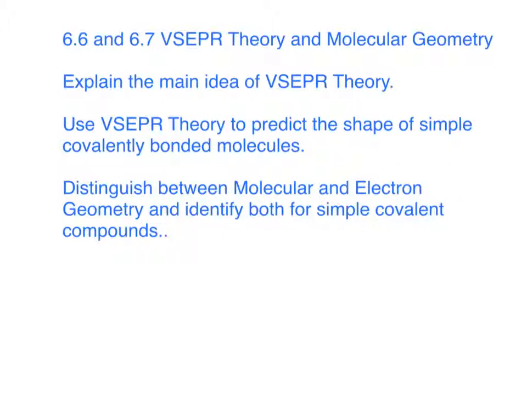So the goals would be to explain the main idea of VSEPR Theory, and then to use VSEPR theory to predict the shape of simple covalently bonded molecules, and to distinguish between the molecular geometry for a molecule and the electron geometry of the molecule, and hopefully be able to identify both of those for a simple covalent molecule or of a simple covalent compound. So let's get to it.